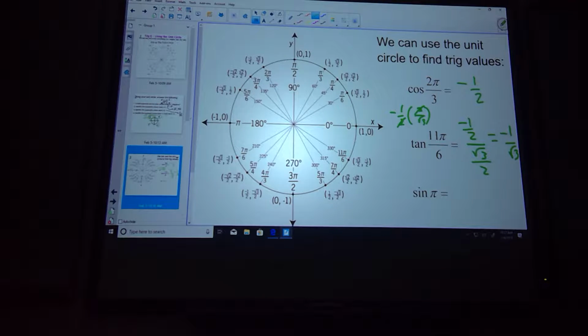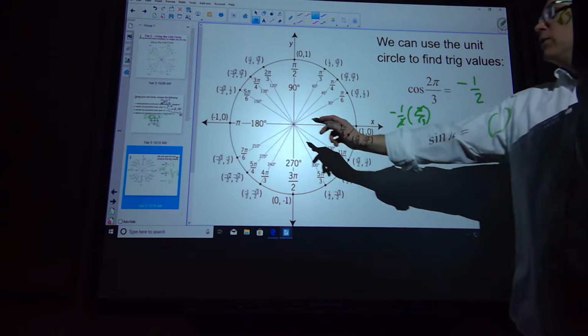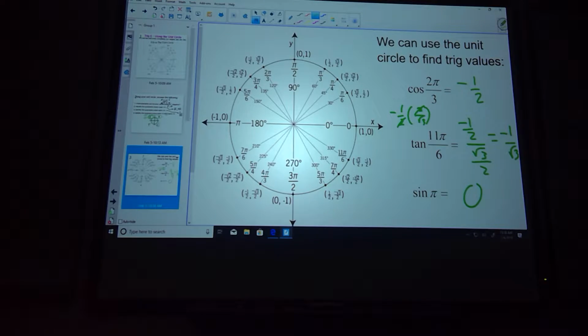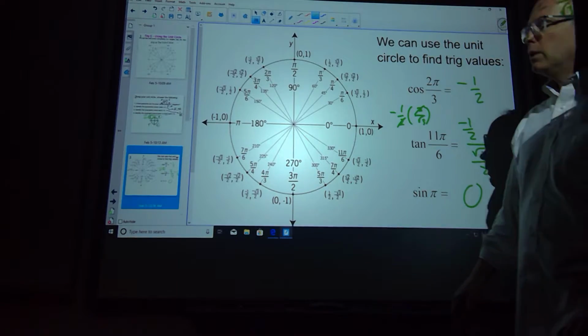Same idea. And then sine of pi. Where's pi? Well, pi is at 180 degrees. Sine is what value, x or y? It's alphabetical. Y. It's y. 0. Done. Okay? And again, I just went here. Sine of pi is right here. My y value is that. My y value is sine. Okay?